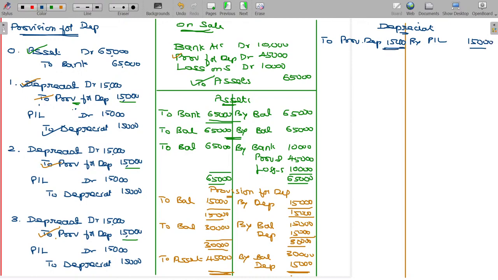This will be repeated year on year. We don't have any balance for the depreciation as it is being done year on year. It's going to be transferred to provision for depreciation 15,000, by P&L account 15,000. Repeat this to provision for depreciation 15,000, by P&L account 15,000.